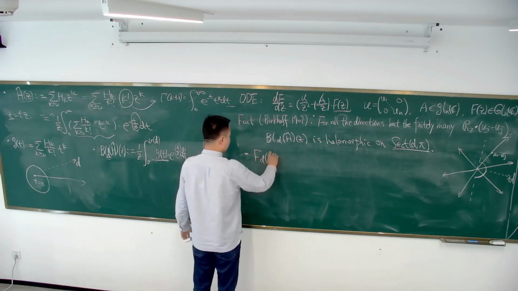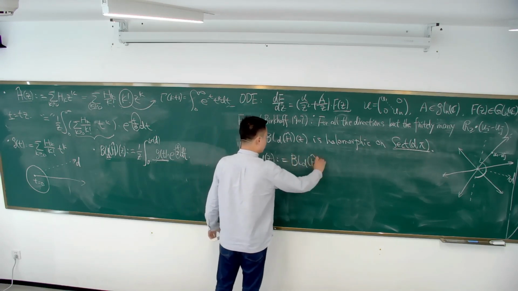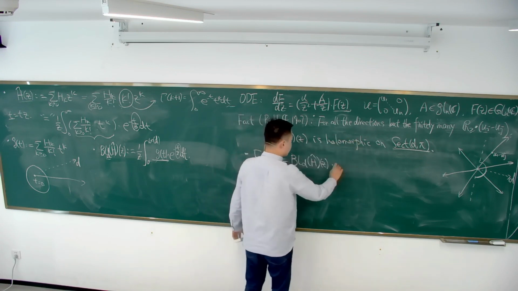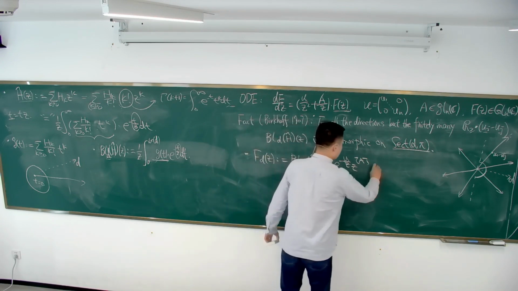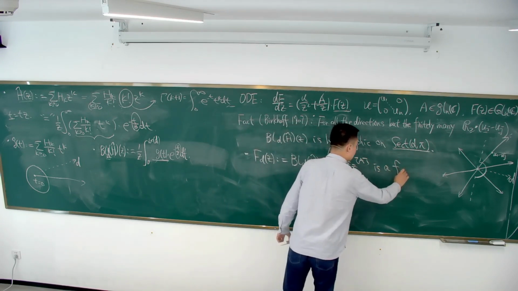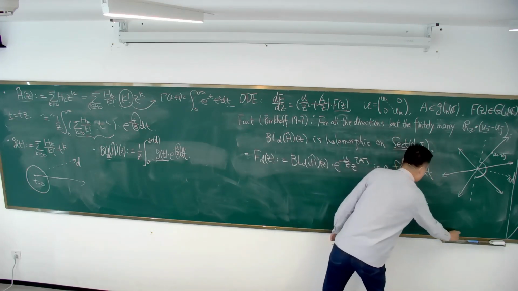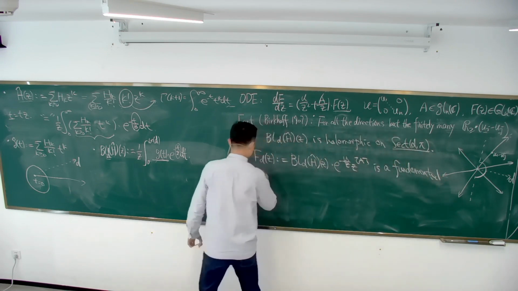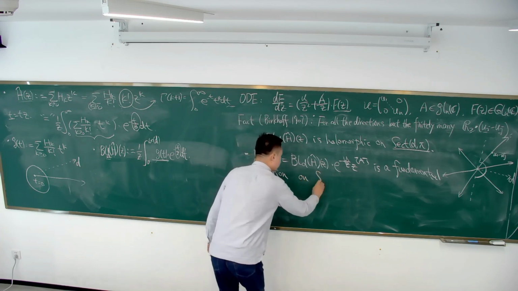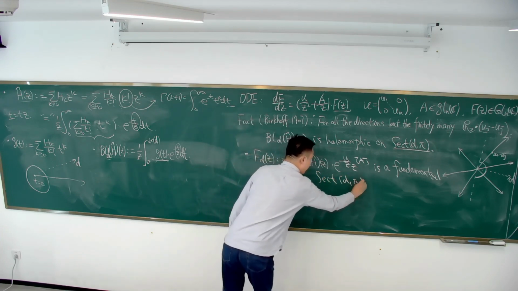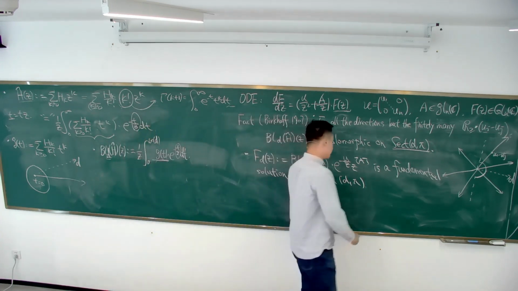Therefore, I can define this holomorphic matrix valued function as the Borel-Laplace transform of this formal part times this irregular part. Then this is automatically a fundamental solution of our system, but only defined on a sectoral region. And in the meanwhile, this fundamental solution has a prescribed asymptotics.